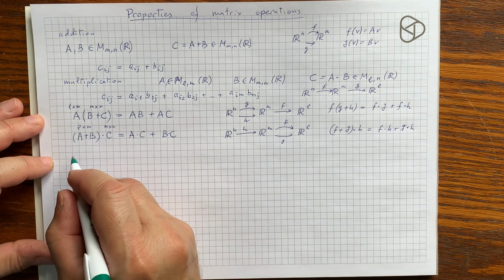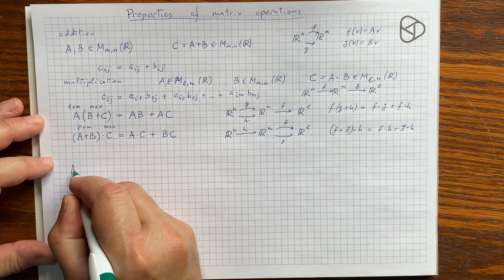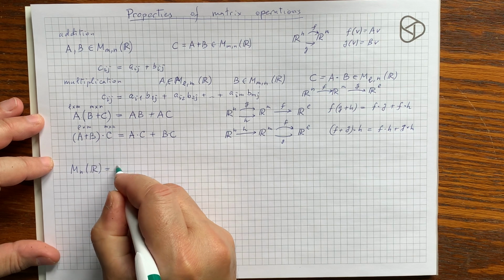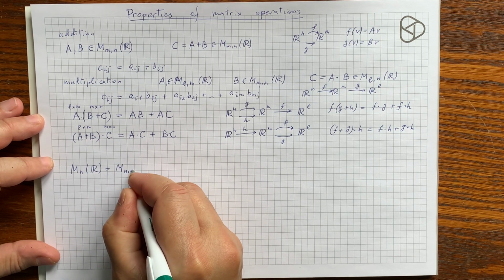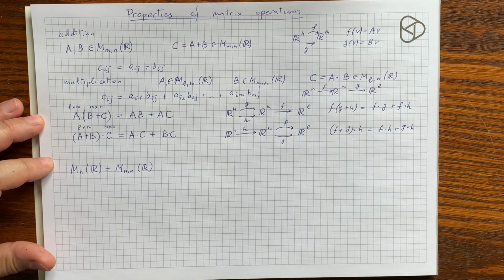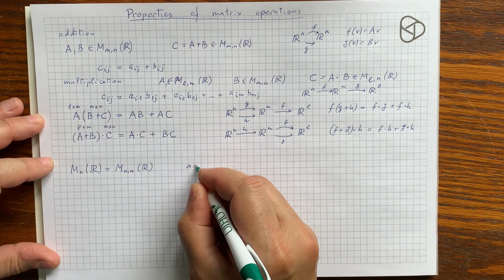So in the special case, when we have square matrices, that will be the short notation for the set of matrices of size n by n. We have both addition and multiplication.